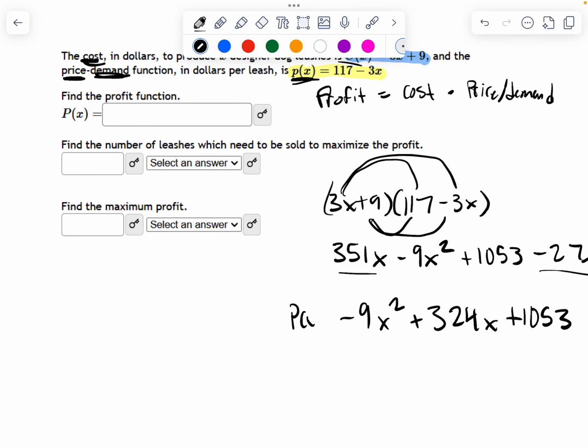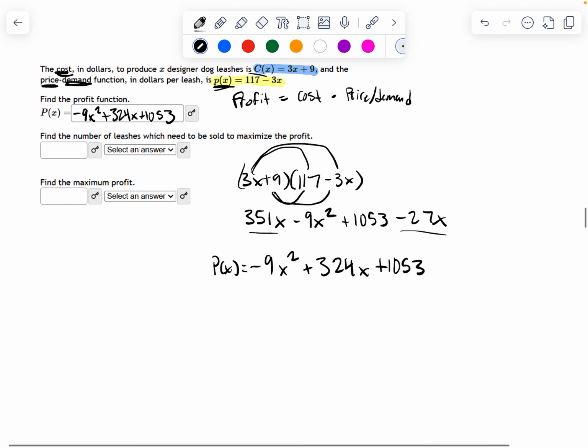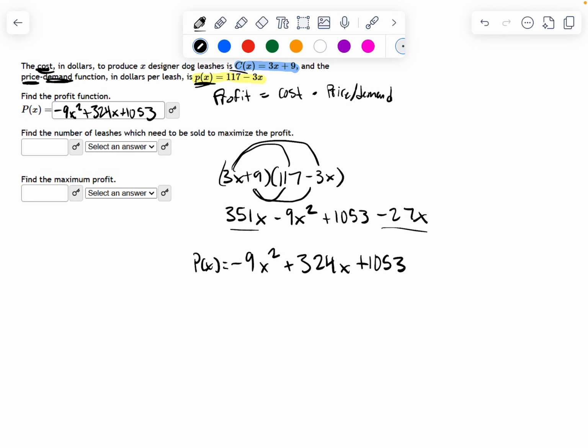So the profit per leash equals that function: negative 9x squared plus 324x plus 1,053. Now for this function, it says find the number of leashes which need to be sold to maximize your profit. Keep in mind that when you're graphing this, the negative in front tells us that this graph is going to be facing downwards, and we know it's going to be a parabola from the fact that it's an x squared. It'll be a downwards U-shaped graph.